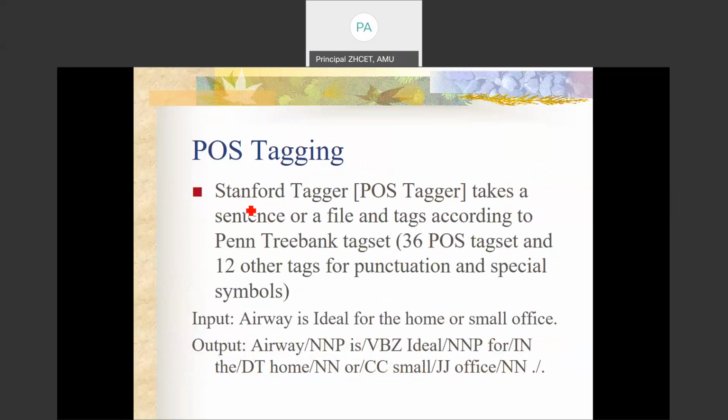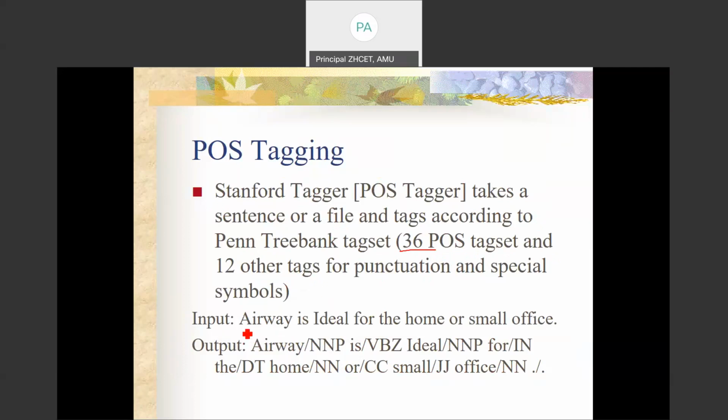We all know parts of speech. Basically, we are taught eight parts of speech, and if we go to their different forms and variations, they become a pretty large number, like 36. I can see 36 part-of-speech tag sets. And there is a standard Stanford tagger. It takes a sentence or a file and tags according to the Penn Treebank tag set: 36 part-of-speech tags, and 12 other tags for punctuation and special symbols.